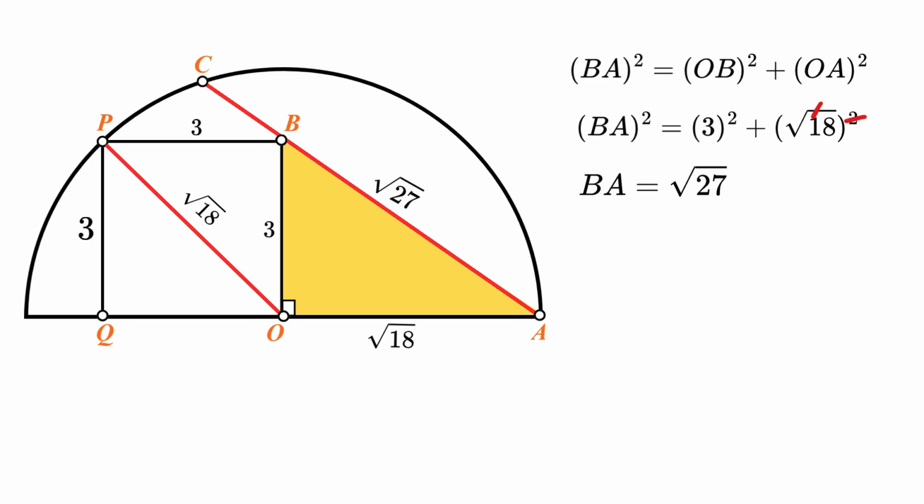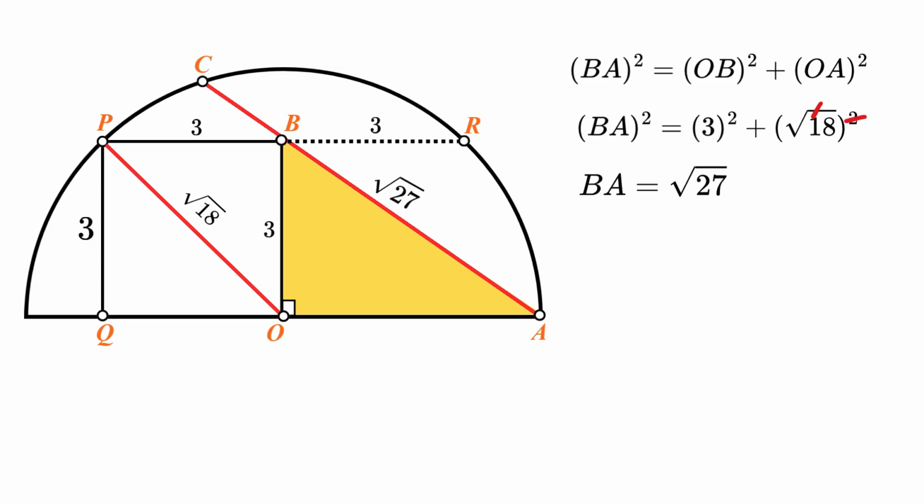Now, let's have a look at the side PB of the square. This side equals 3. If we extend this line to the right until it meets the semicircle, we get a point R. Notice that the line OB passes through the center and is perpendicular to the line PR, which makes it a line of symmetry. Therefore, BR equals PB, which equals 3.